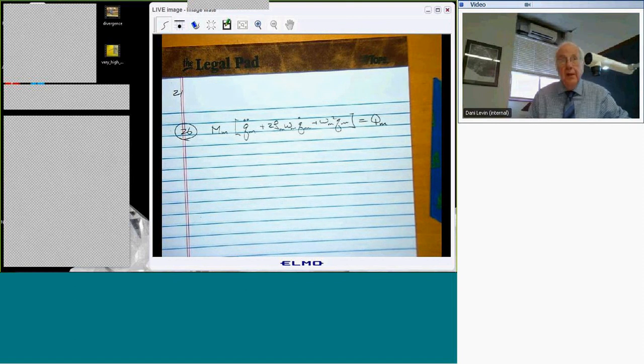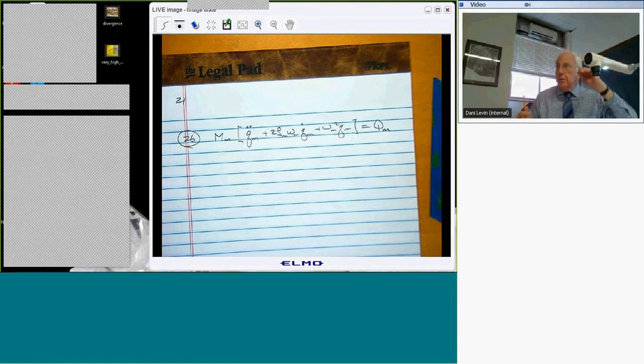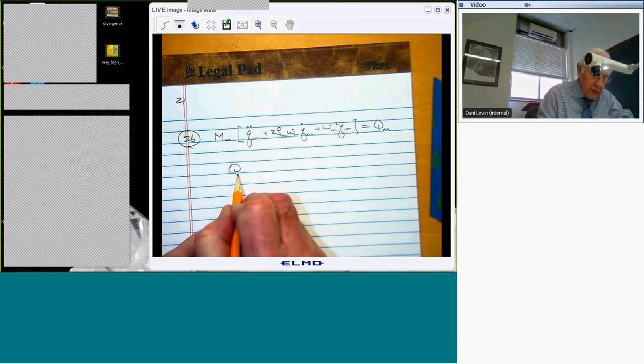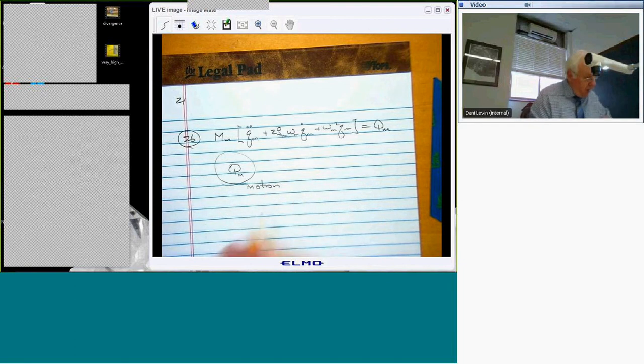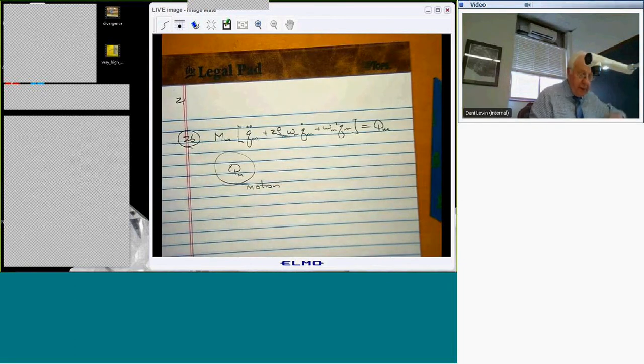If you've got flutter, the response is going to be huge, and who cares what the gust is. In practical terms, it just makes the computation a little more elaborate and unnecessarily so. So normally in flutter, we only use the generalized forces due to the motion. And what was that? Well, I can probably reproduce it.